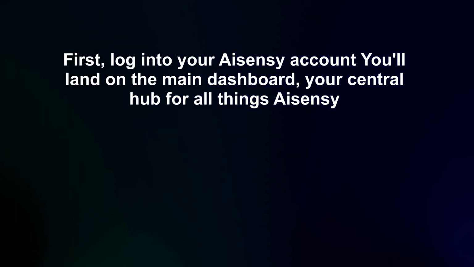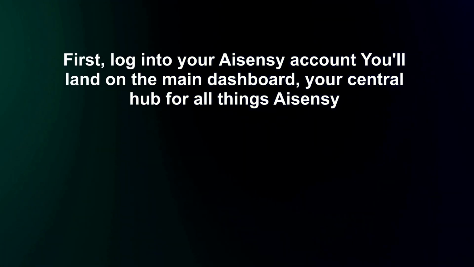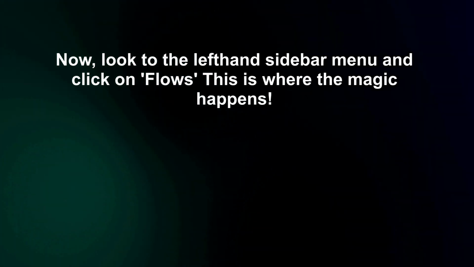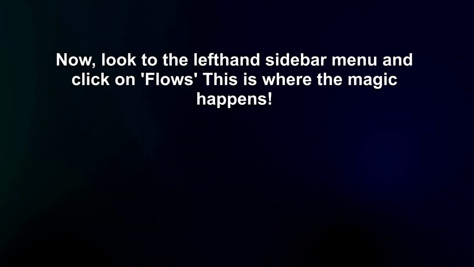First, log into your Aisensy account. You'll land on the main dashboard, your central hub for all things Aisensy. Now, look to the left-hand sidebar menu and click on Flows. This is where the magic happens.